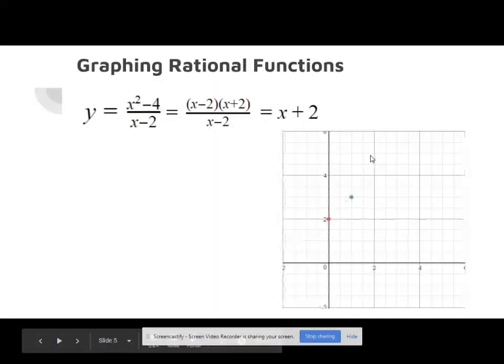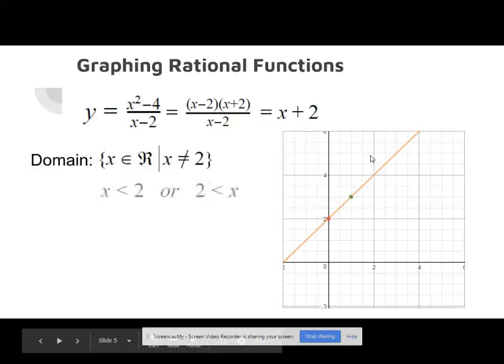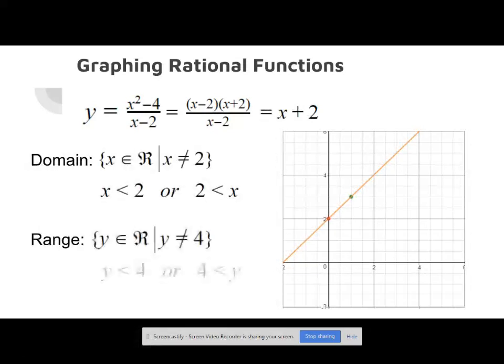If we back up, there we go. By the way, this is called the roster method. You don't need to worry about writing it in the roster method.